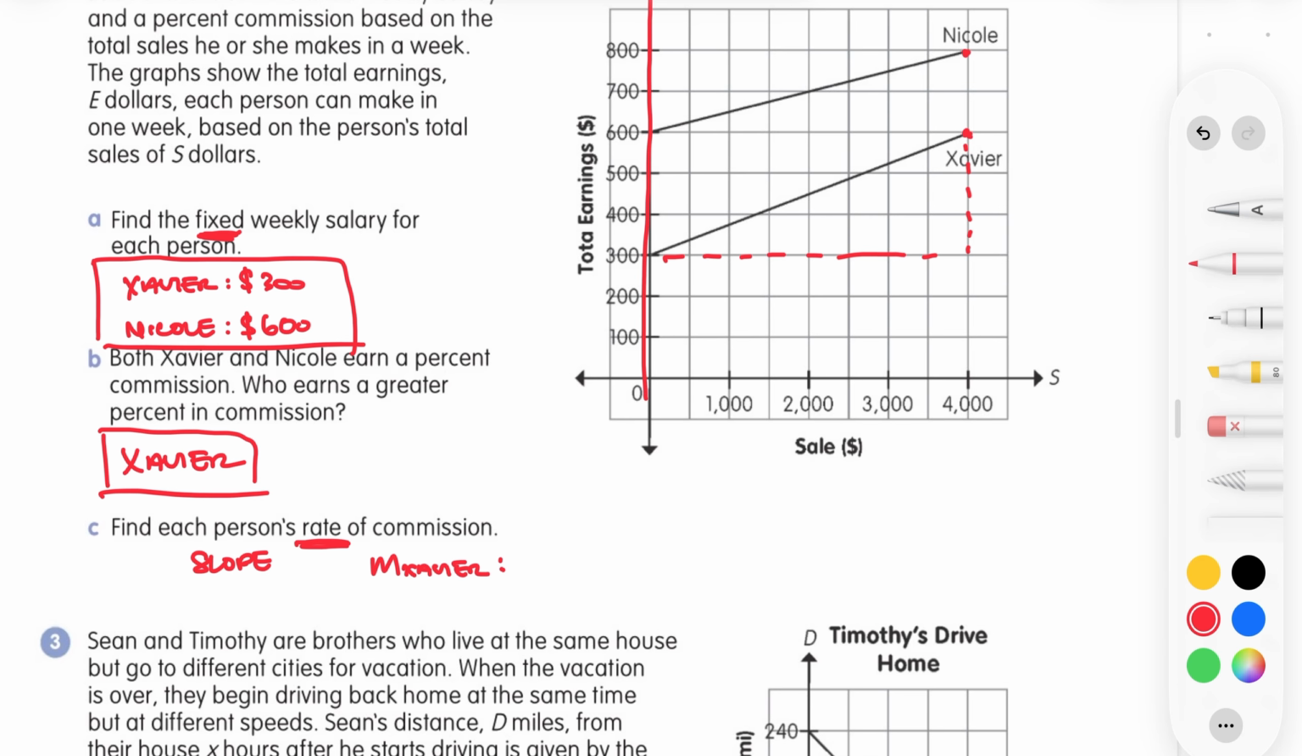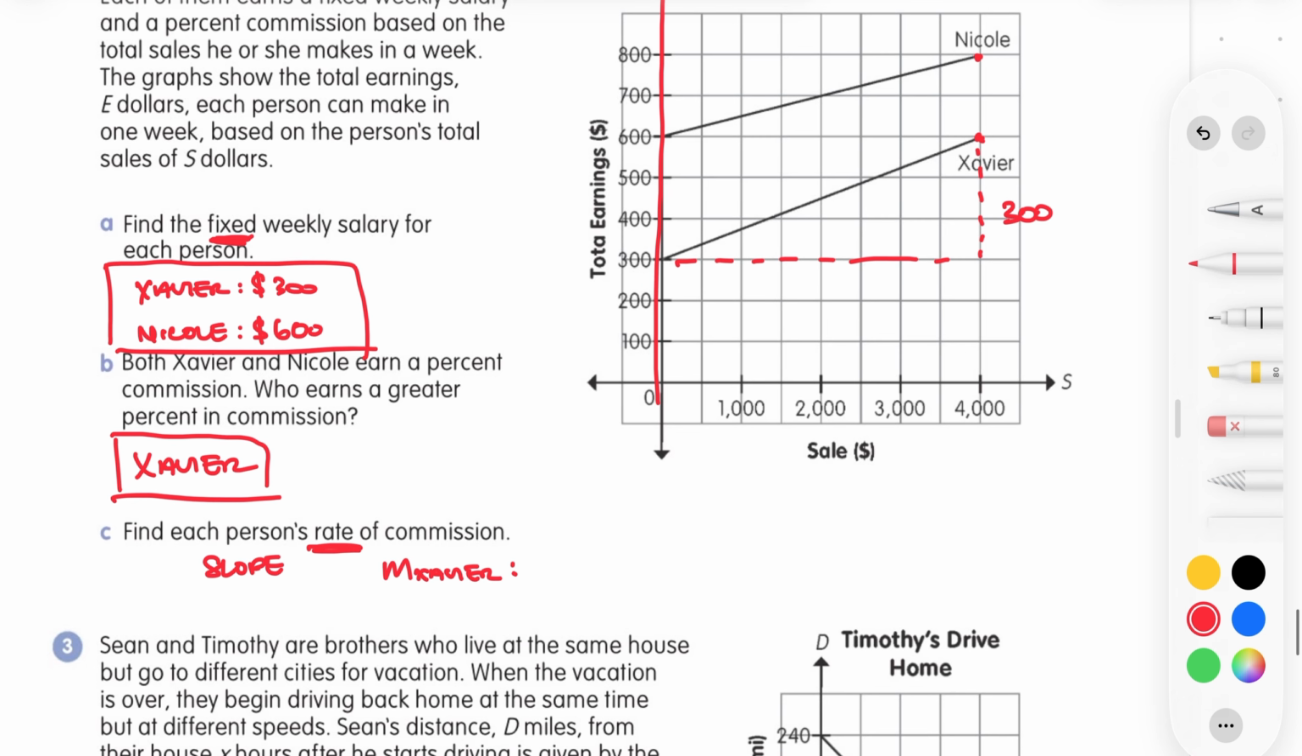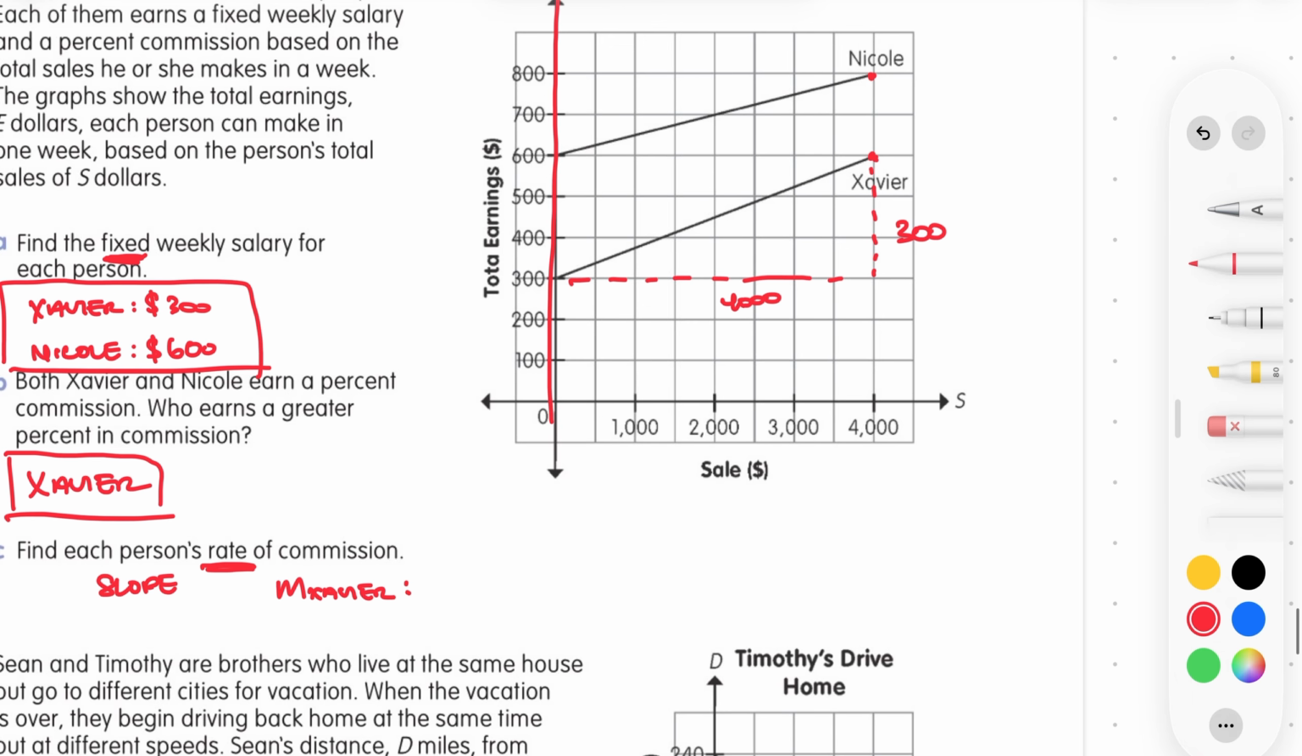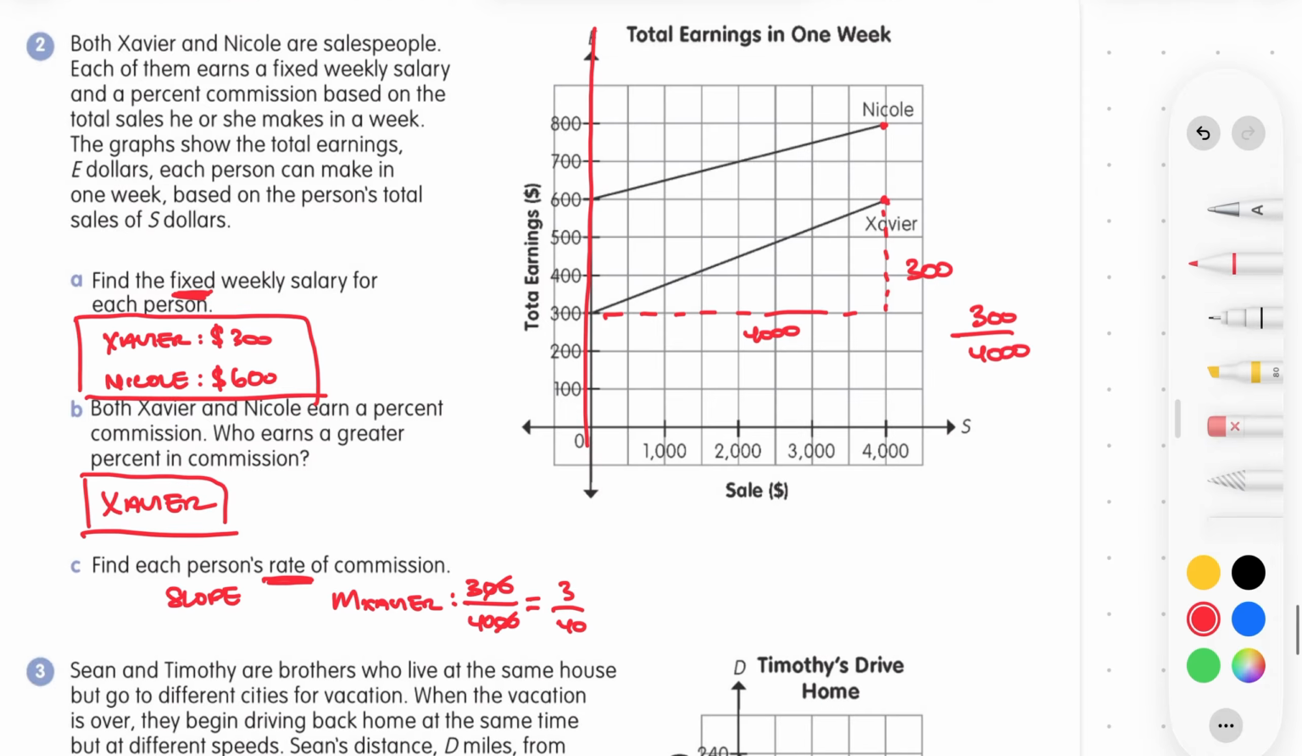M for Xavier is going to be 600 minus 300, which is 300, over a span of the commission. He sells up to about $4,000 here. So it's going to be 300 over 4,000. I'll just write it at the bottom here. Then you can start simplifying. I'm going to get rid of the 2 zeros there. 3 over 40. I think we could leave it at that number. So it's about 3 per every 40 that he sells.